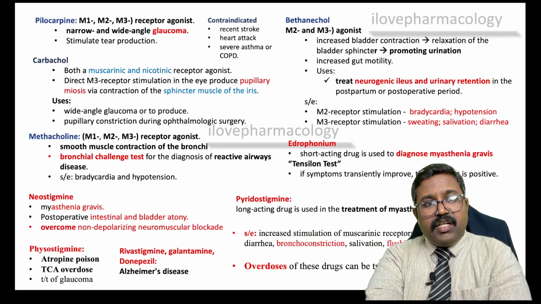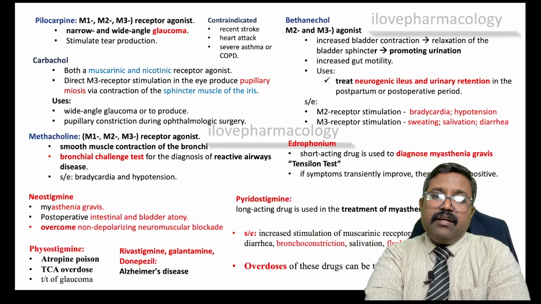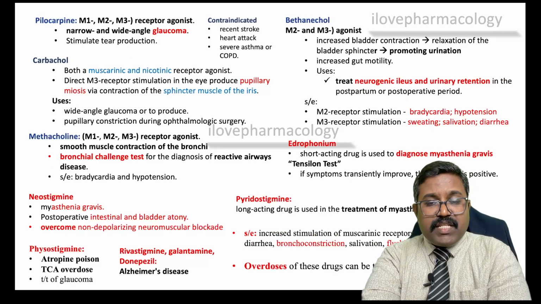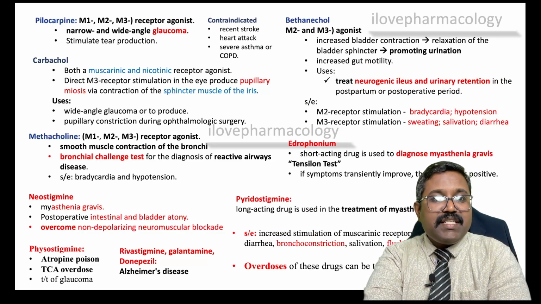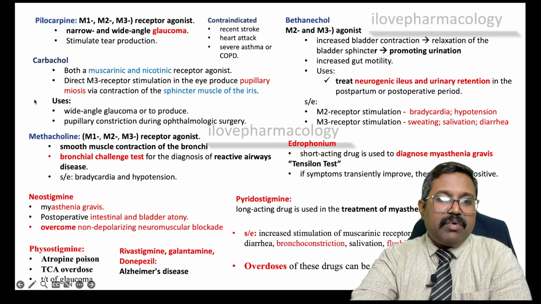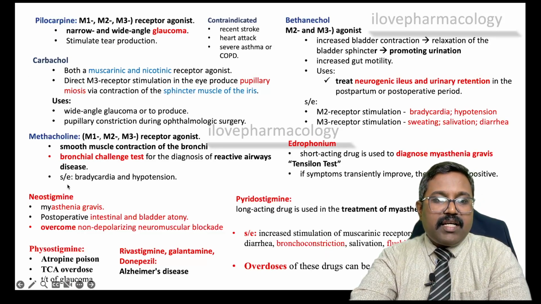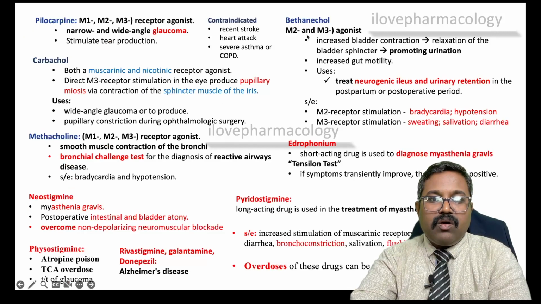So this is a nutshell in revising the drugs which are used as cholinergic agents or cholinomimetic agents. Here we have pilocarpine, carbachol, methacholine, as well as bethanechol under the directly acting cholinergic agents, and indirectly acting cholinergic agents we have neostigmine, physostigmine, pyridostigmine, edrophonium, etc. One should remember that for an overdose of any of these cholinergic drugs, you can use atropine as an antidote.